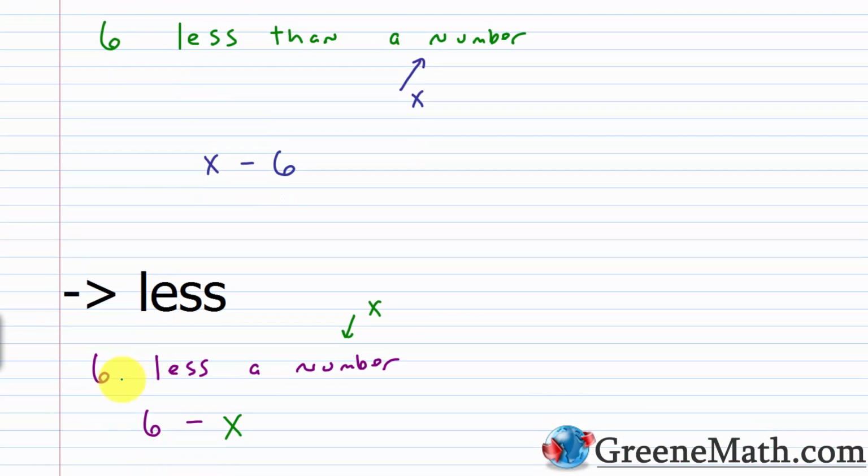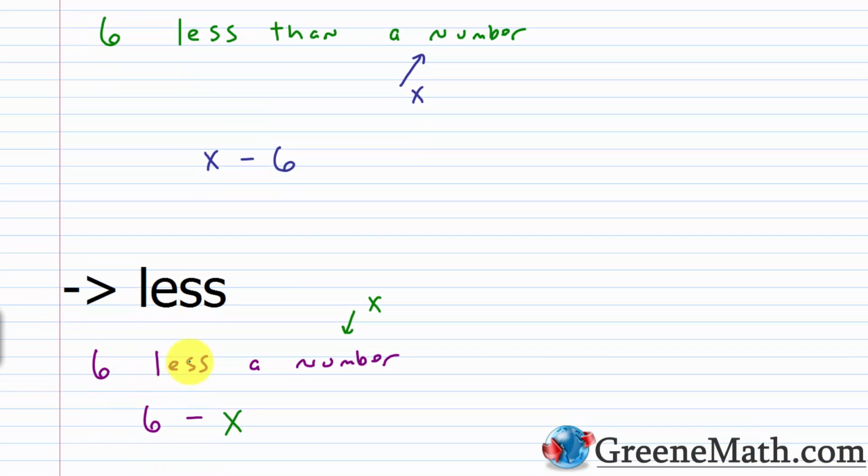In this example, it's 6 less, just less, a number. So 6 less a number, which we represented with x. So again, very important that you understand what you're being asked. Take your time when you're reading these things, especially at first, and ensure that you are translating them correctly, because if you don't, most of the time you will get the wrong answer.